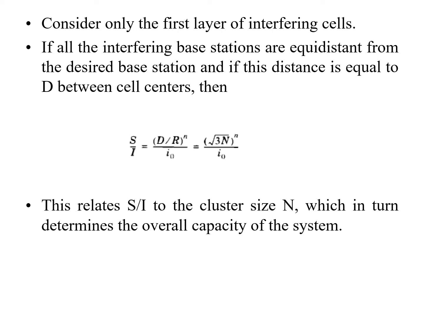Consider only the first layer of interfering cells. If all the interfering base stations are equidistant from the desired base station, and this distance is equal to D between cell centers, then the S/I ratio is given by (D/R)^n divided by i0, which is equal to (root 3N)^n divided by i0. This relates S/I to the cluster size N, which in turn determines the overall capacity of the system.